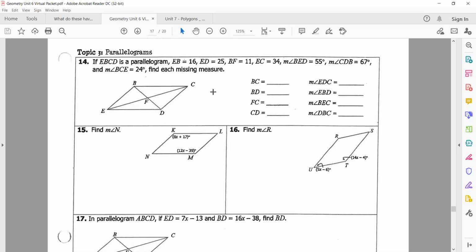So don't we also have alternate interior, consecutive interior, all those potential relationships inside this shape that's bounded by parallel lines and cut by these transversals? Heck yeah. So like CDB here, it's going to be the same as EBD because that's an alternate interior angle. And there's where you fill that in.